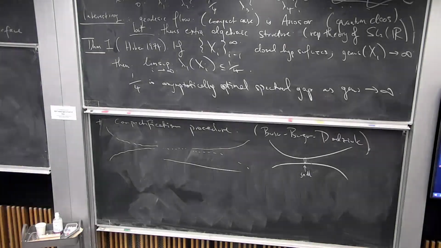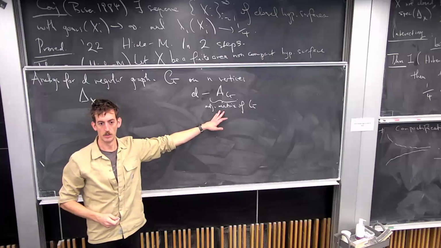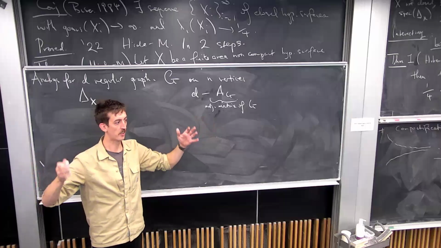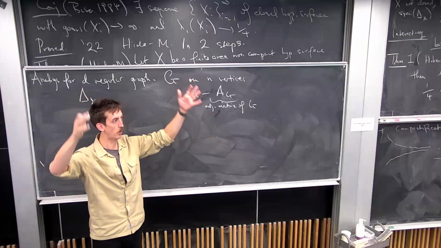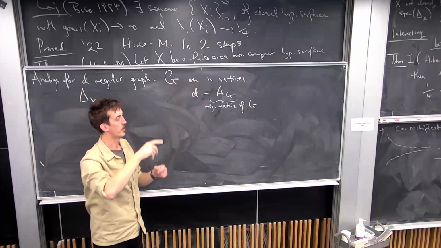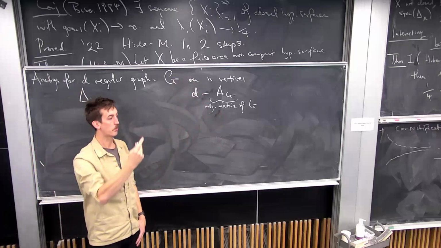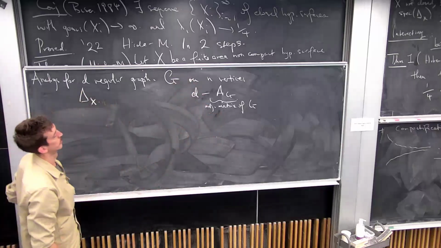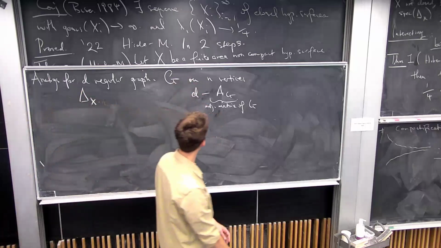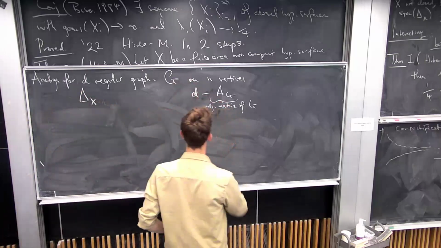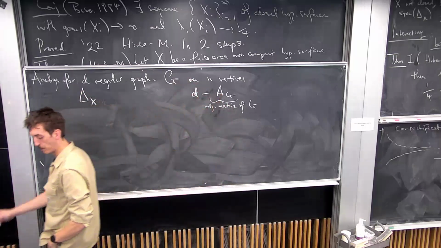Are these concepts okay to everyone, or should I say more? You have a graph on n vertices, it's d-regular, it has an adjacency matrix. The rows and columns are indexed by the vertices, and there's a 1 in the ijth entry for every edge between i and j. So there may be more than one edge between i and j. And this is just some kind of normalization or shifting that I prefer. So I prefer to work with this guy. It's an n by n matrix.